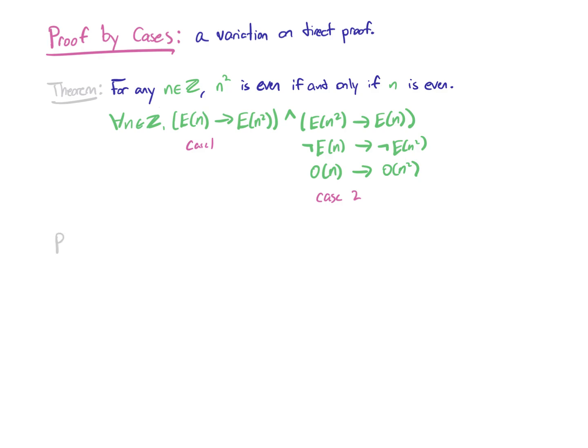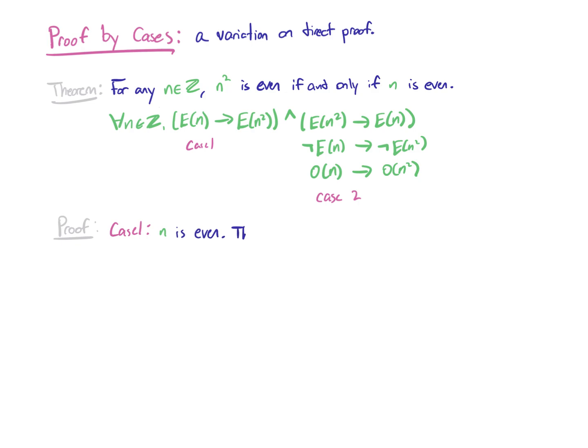So, proof. What I'm going to do is go case by case. Case 1: n is even. So now I'm rolling direct proof. If n is even, then n squared is even.